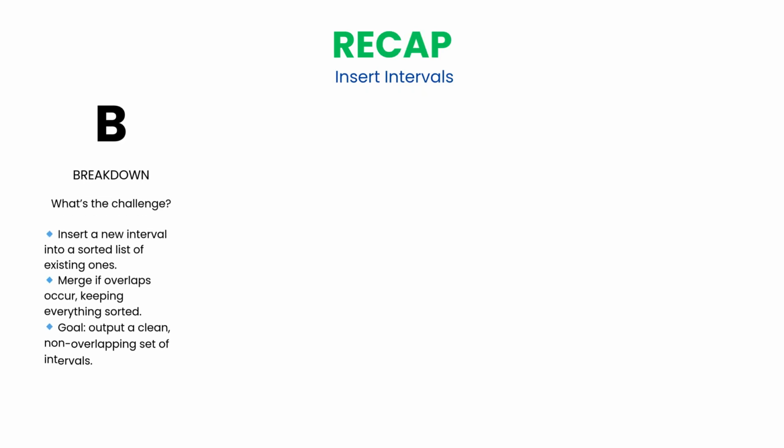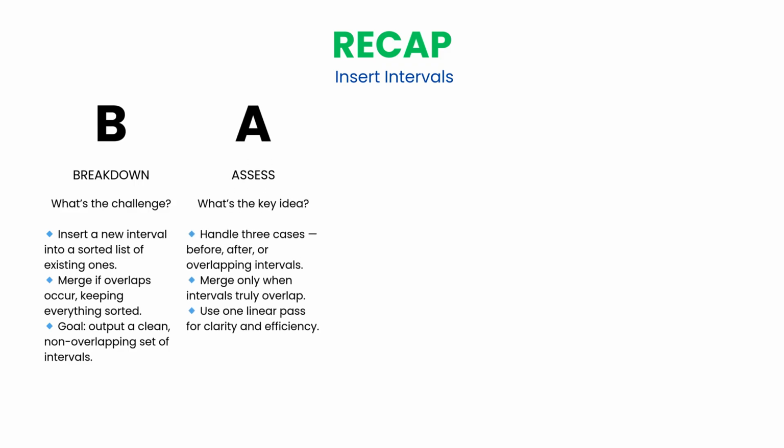We're given a sorted list of non-overlapping intervals and a new interval to insert. The goal is to place the new one correctly, merging it with any overlaps so the final list remains sorted and clean. It's all about managing order and boundaries efficiently. The challenge comes from the overlap logic. You need to handle three scenarios: when the new interval is before all others, after all others, or overlaps one or several intervals in the middle. The trick is merging only when necessary, not overcomplicating what's already sorted.